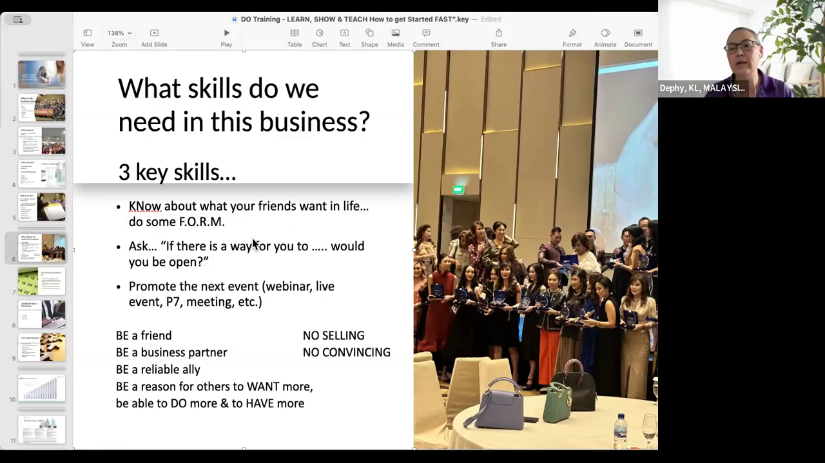But if you never plan to go, and you're just saying, hey, you want to go? Hey, you want to go? Nobody wants to go somehow, right? And then you say, oh, nobody wants to go. But the point is, you never planned to go. So the last point here: promote the next event. Make sure you've got it on your calendar that you're going to be there.